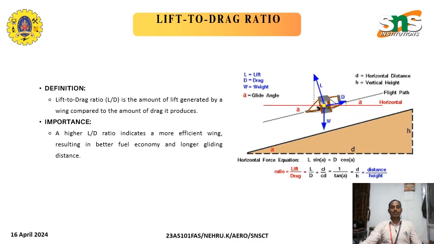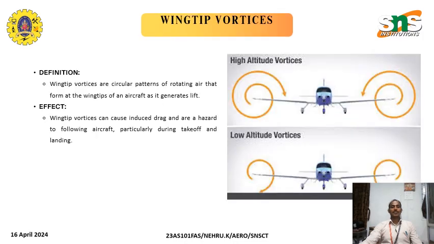Coming to the lift to drag ratio. The lift to drag ratio is the amount of lift generated by the wing compared to the amount of drag produced. This ratio is the L by D ratio, or we call it CL by CD, or the amount of height and the distance it produces. A higher lift to drag ratio indicates a more efficient wing, resulting in better fuel economy and longer gliding distance.